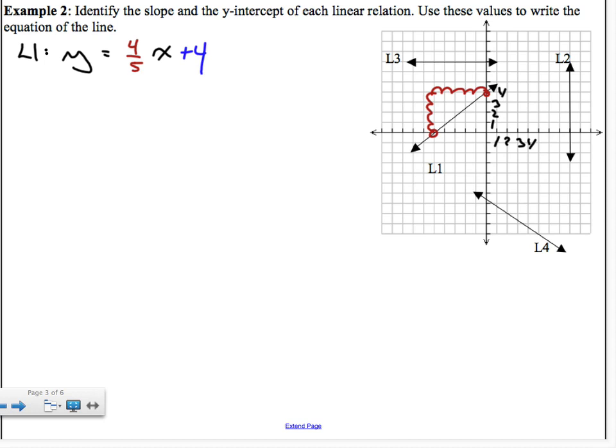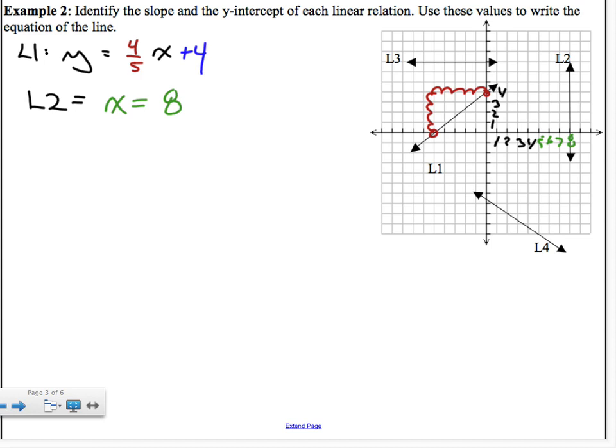So line 2, is that a horizontal or vertical line? Vertical. So if it's a vertical line, it's going to look something like x is equal to something. Here, what's that vertical line then? What's x equal to? 8. So x is equal to 8. If I continue here, 5, 6, 7, 8, yeah.